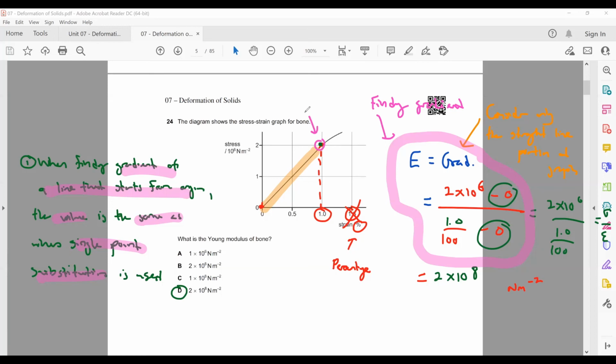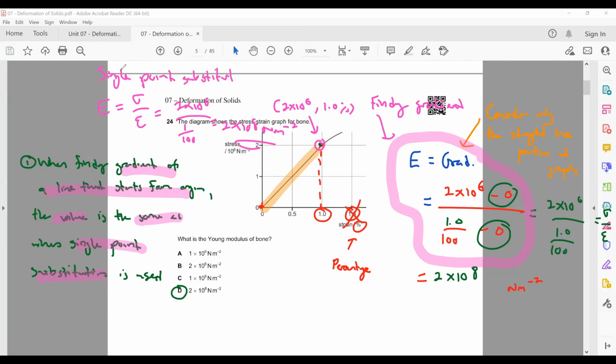Here, I know that this point is 2 times 10 power 6. This one is 1.0%. Some teachers will just say, okay, you just take any point on the graph. You take maybe this point, and then you say that E is stress over strain, which is 2 times 10 power 6 over 1 divided by 100, giving you 2 times 10 power 8 Newton per meter square. So this is actually just what I mean by single point substitution. Okay.